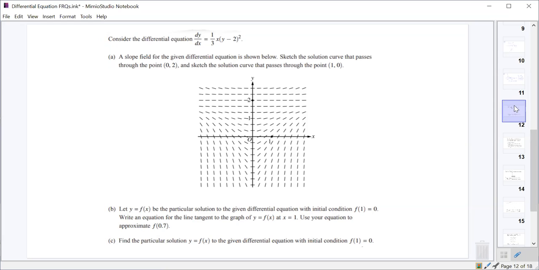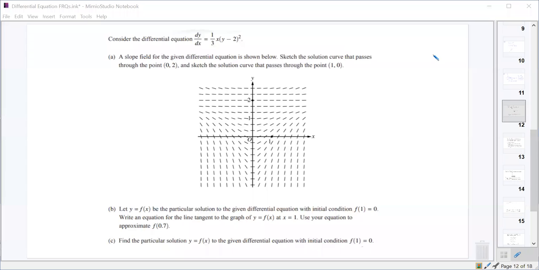Other than that, I'll let you guys read through it. Not all of the parts require integrals, really only the part where you have to find the particular solution does. So I'll give you guys 15 minutes to work through this, and then we'll have just enough time to get through it before class is over. And this is up in the blank notes as differential equation FRQs, if you want to get your own copy to write on. All right, so 15 minutes starts right now.